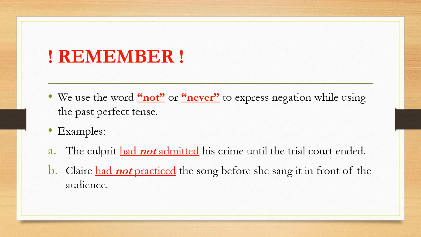'Di ba? So kung hindi or ibutang naton ang word nga not, remember nga ibutang na siya dapat sa tunga sang aton had kag past participle. Okay? So palihog lang taw sa example number 1, the culprit had not admitted his crime until the trial court ended. Okay? So ang aton nga past perfect form is in the negative form.